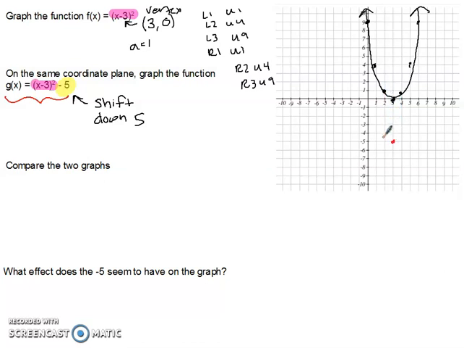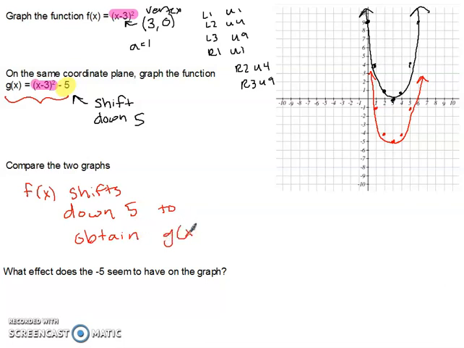1, 2, 3, 4, 5. 1, 2, 3, 4, 5. And same thing on that right hand side. So my parabola is going to look something like this. So compare the two graphs. F of x shifts down 5 to obtain g of x. Negative 5 or minus 5 shifts graph down 5.